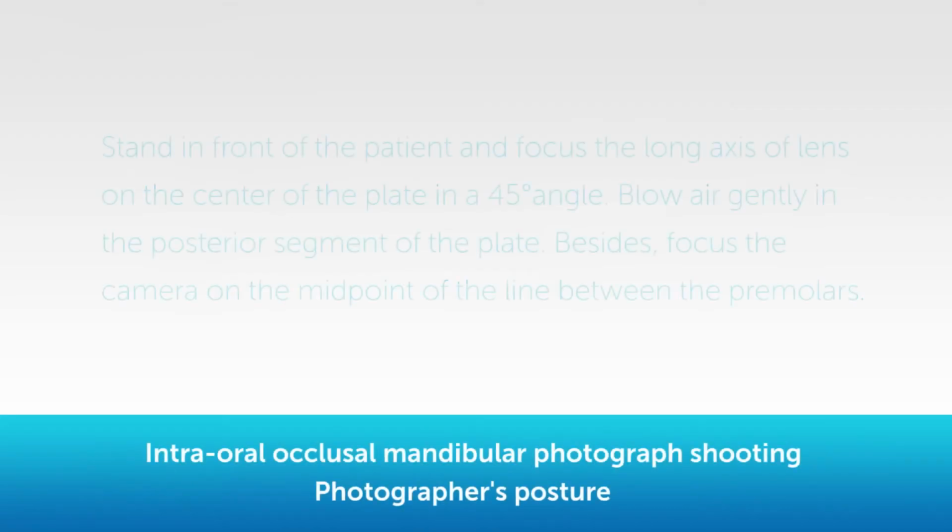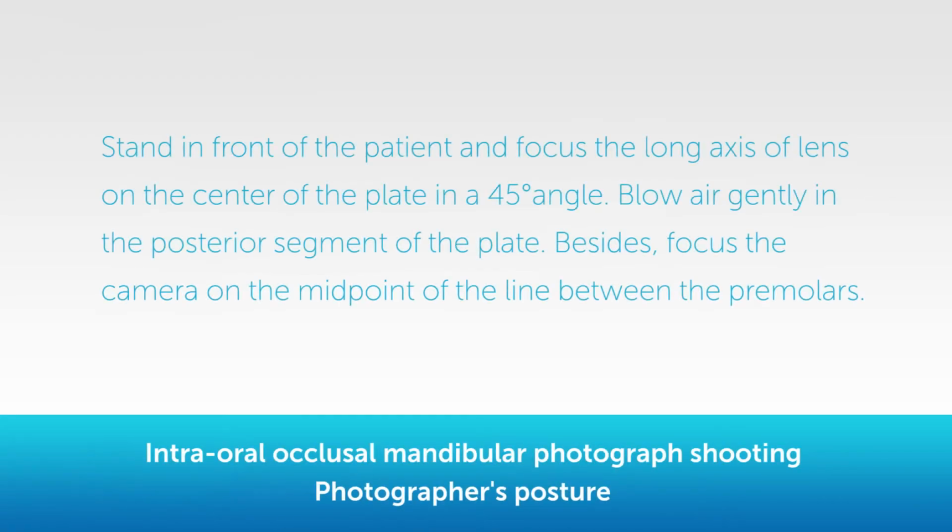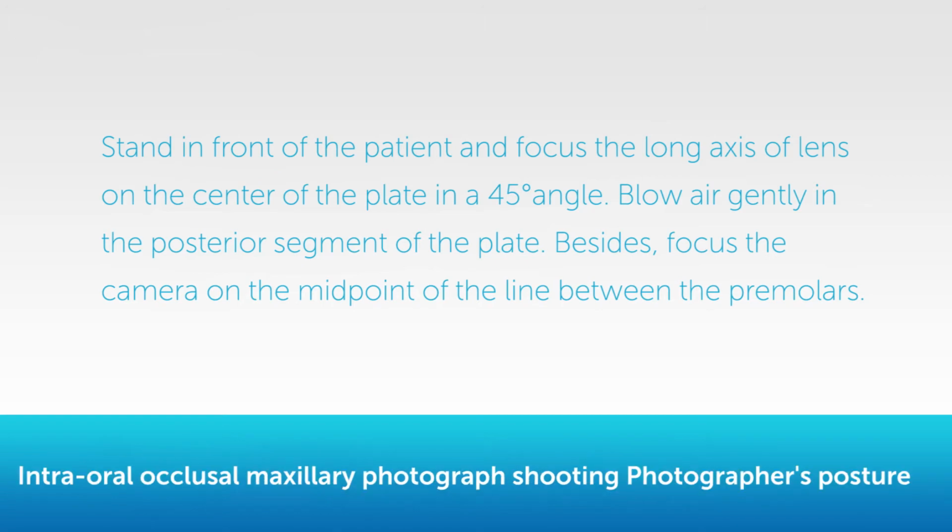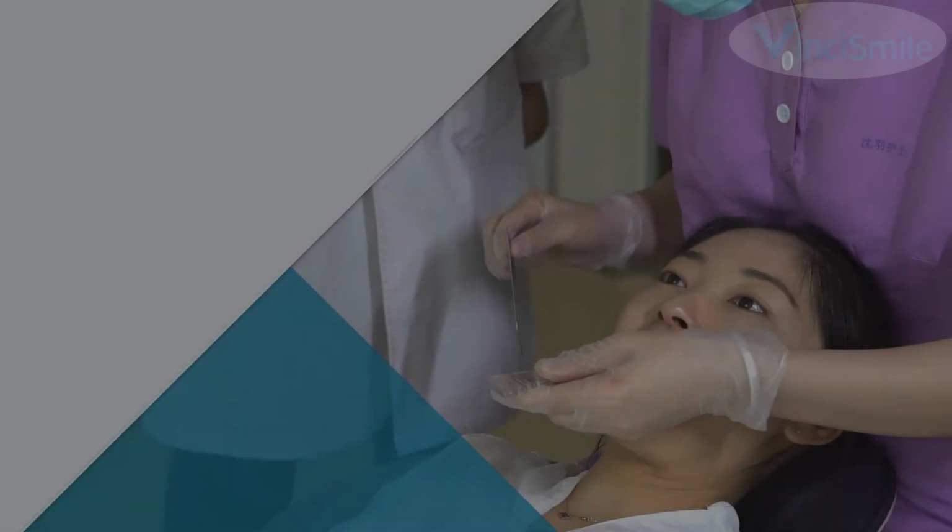Intra-oral occlusal maxillary photograph shooting. Photographer's posture. Stand in front of the patient and focus the long axis of lens on the center of the plate in a 45-degree angle. Blow air gently in the posterior segment of the plate. Besides, focus the camera on the midpoint of the line between the premolars.